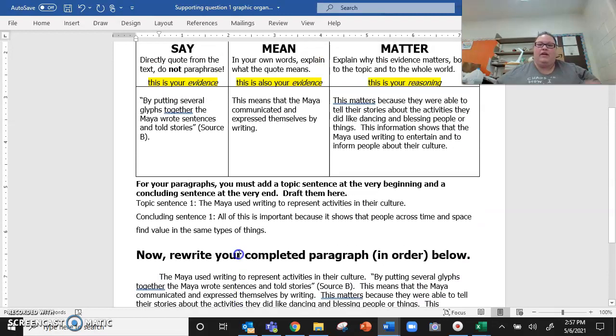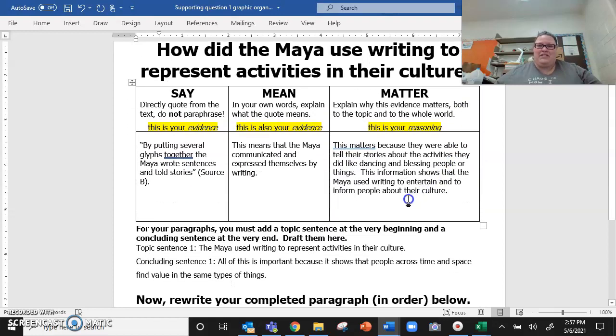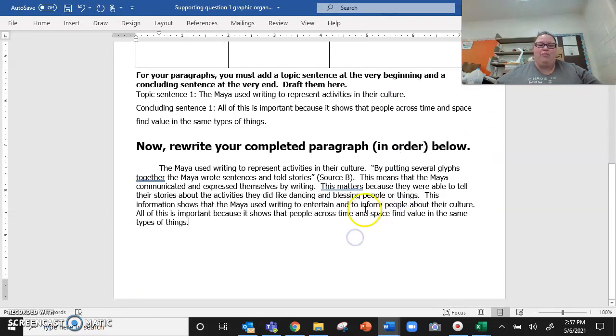And then you have to go back and ask yourself, does that paragraph answer the question, how did the Maya use writing to represent activities in their culture? Yeah, we only talked about 2 specific activities, but there are so many more and we don't have time to talk about them all.